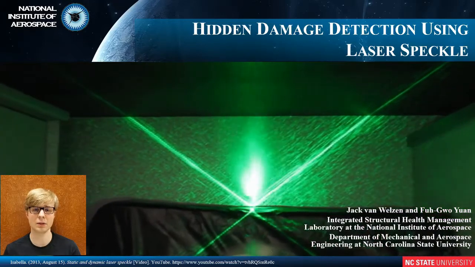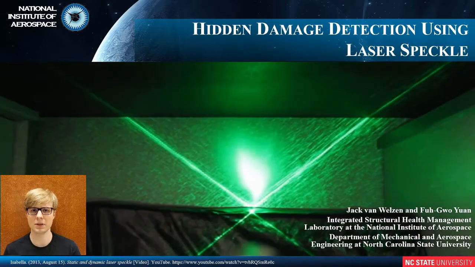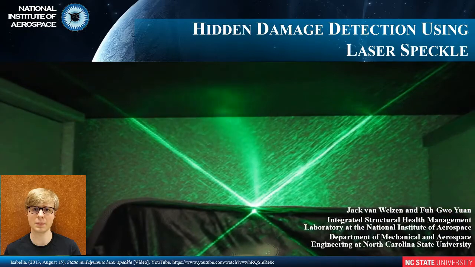Hi, my name is Jack Van Welzen, and I will be discussing the use of laser speckle imaging techniques to detect hidden damage in composite materials. Shown here is an example of a dynamic laser speckle pattern.